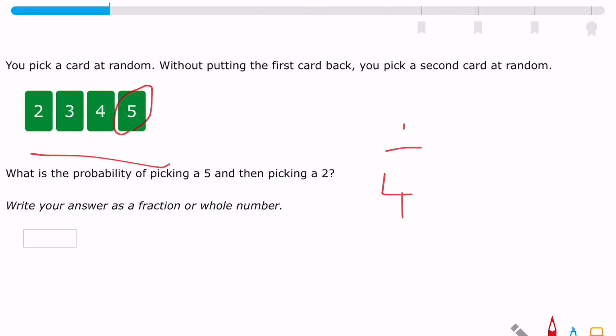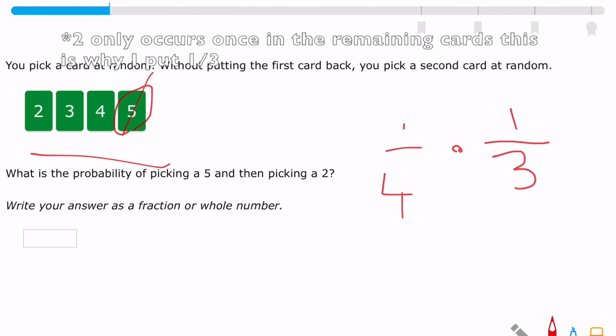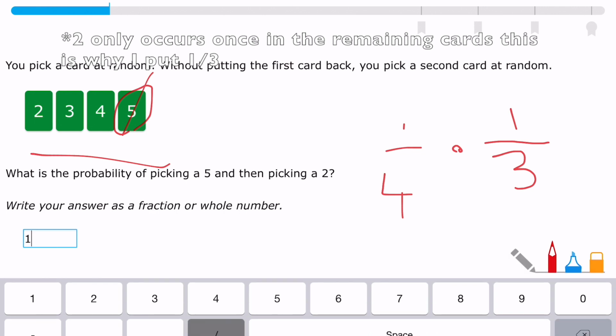Now, we're going to assume that this event has happened, and we're going to remove the 5 from the deck, and now we only have 3 cards. So we're going to multiply that, and the denominator of the second fraction will be 3. Now, what's the probability of picking a 2? Well, since there's only 3 cards now, it's 1 out of 3. Now, if we multiply that together, we get 1 out of 12.